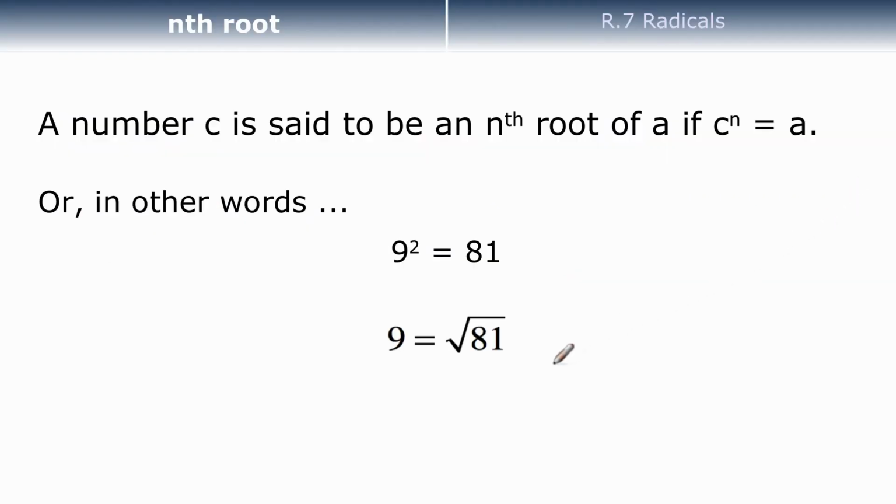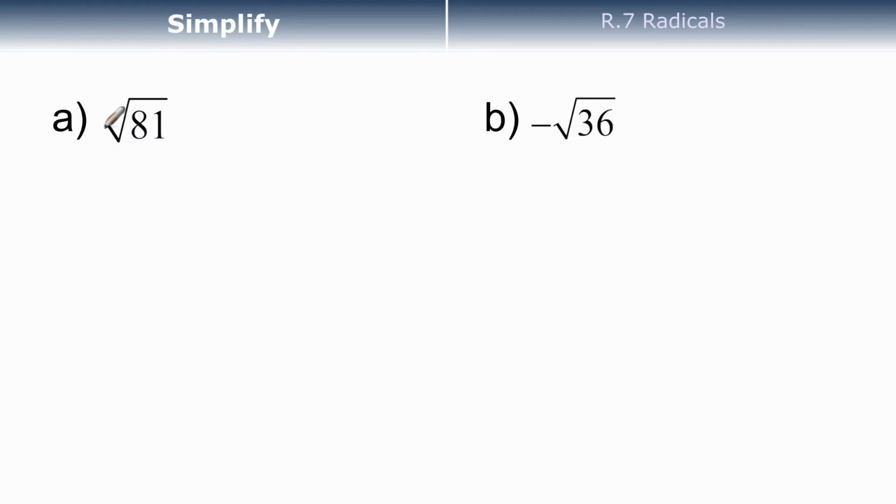So square roots or radicals, by definition, you could say a number c is said to be an nth root of another number a if you take c and raise it to that nth power and it's equal to a. Or in other words, you can say 9 is the square root of 81 if when you square 9 you get 81.